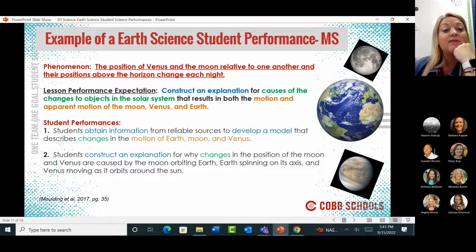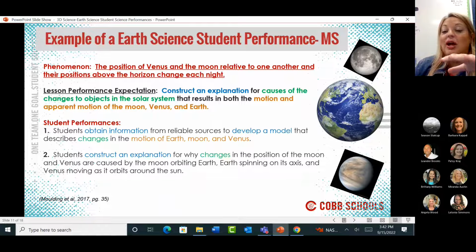The phenomenon is the position of Venus and the moon relative to one another and their positions above the horizon change each night. That's it. That's the phenomenon. Here is what your student is expected to do. This is the expectation. They have to construct an explanation for causes of the changes to objects in the solar system that results in both the motion and the apparent motion of the moon, Venus, and Earth.